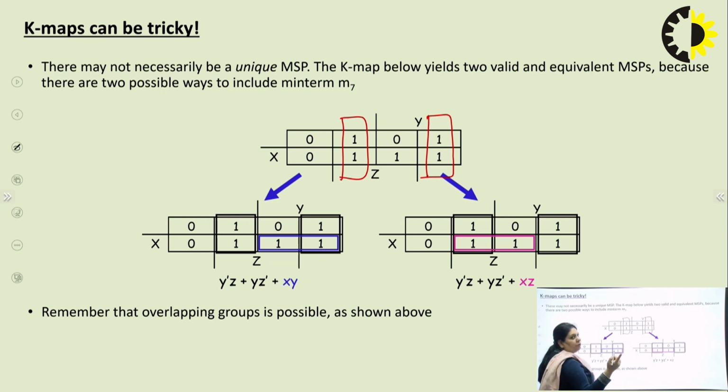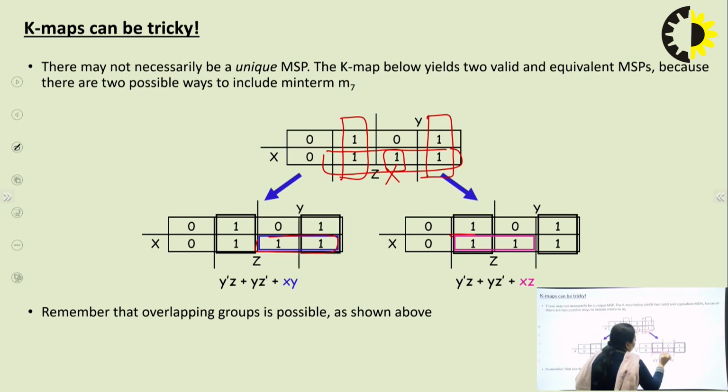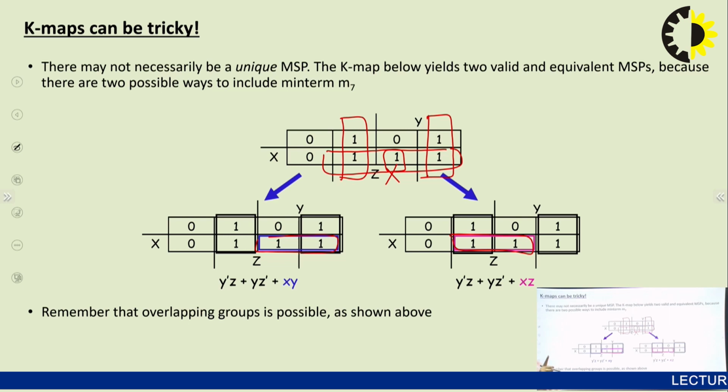We can't make a group of 3. We can make groups of up to 2. So it could be this or it could be this. We can't take both. So we can take only one, whether it is this one or this one, because a one can be paired up in one rectangle only, not in 2 rectangles.